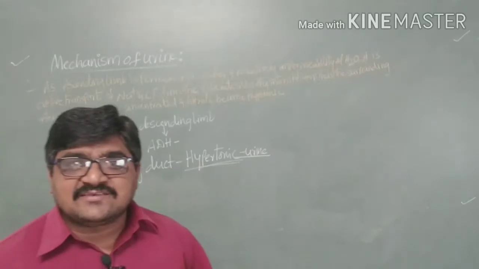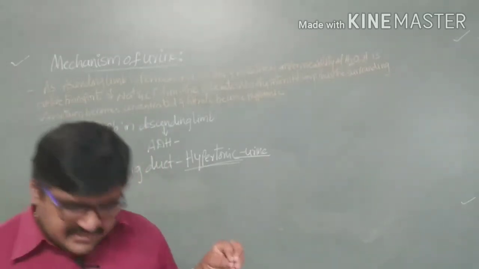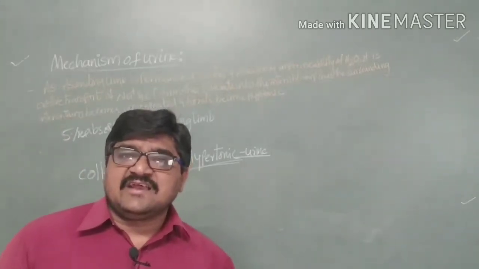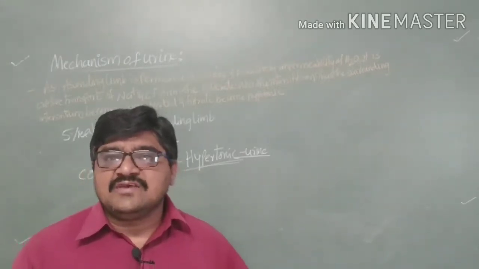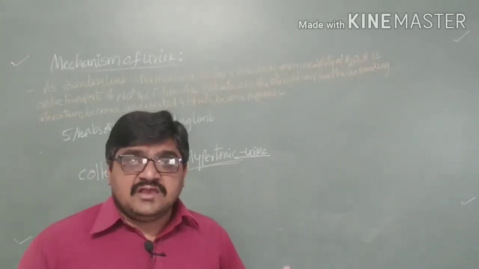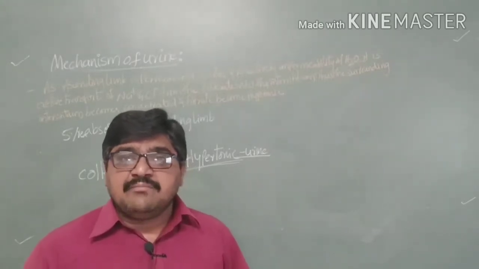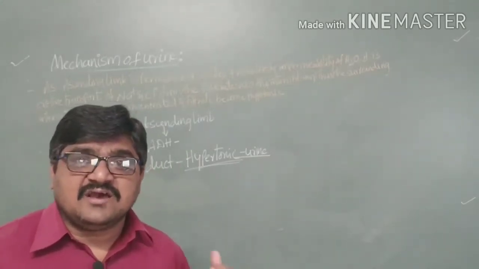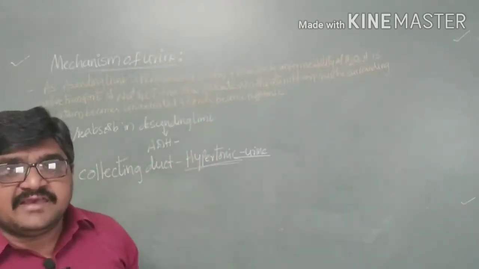Exchanger means fluids are exchanged from the ascending as well as the descending limb, passing to the interstitium, and they are removed from the circulation again and again. Concentrated urine formation takes place. This is how the countercurrent mechanism works, or how the mechanism of urine formation takes place.